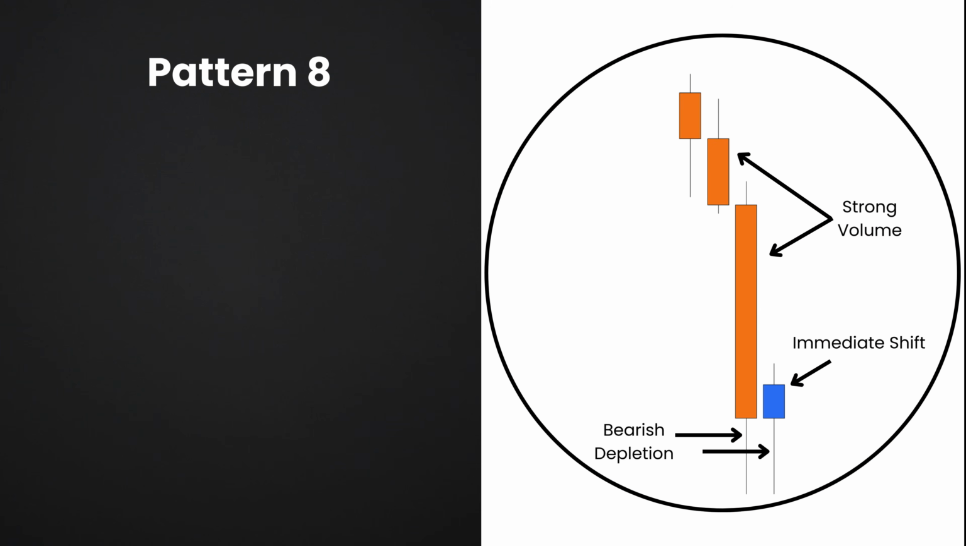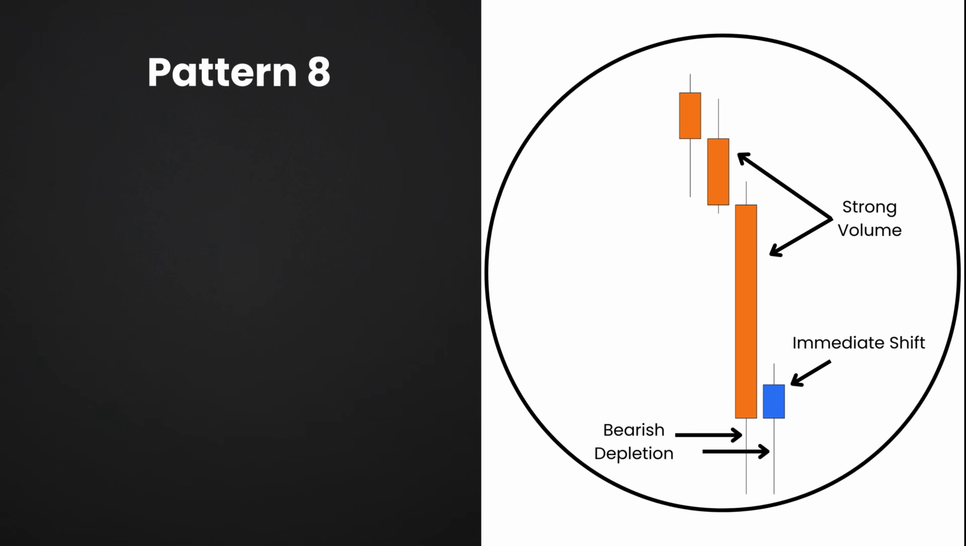Pattern 8. Pattern 8 is what I call exhaustion into reversal. First thing to notice, you've got 3 strong bearish candles in a row, big bodies, strong momentum, bears are clearly in control. This is the push phase. But look at the last candle. After all that selling, price cannot continue lower. You get a tiny bullish candle straight after a massive bearish expansion.